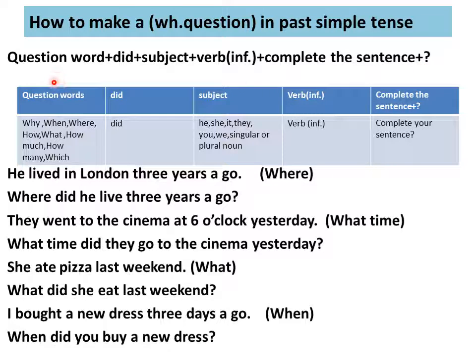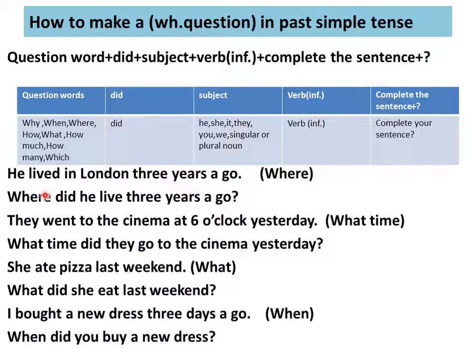So again, question words like what, why, when, where, how, how much, how many, which. Then did. Then the subject like he, she, it, they. Then the verb in infinitive. Complete your sentence and the question mark. And pay attention, I said before that the part that we are asking about, we will not write it in the question.